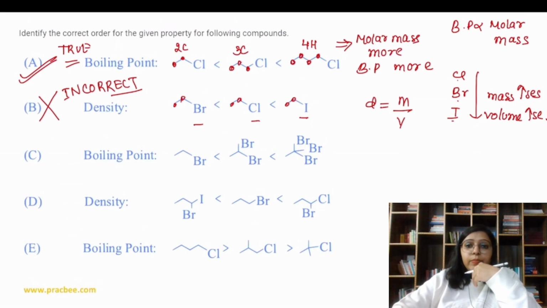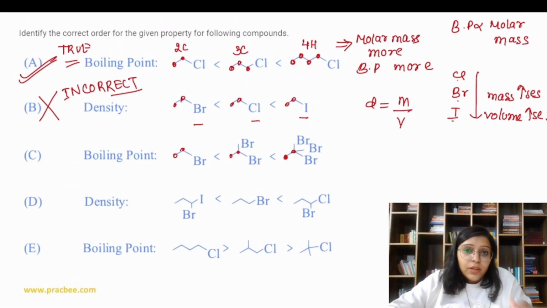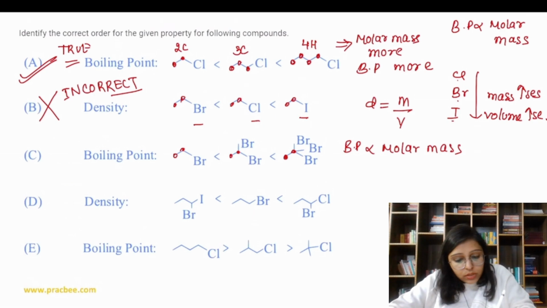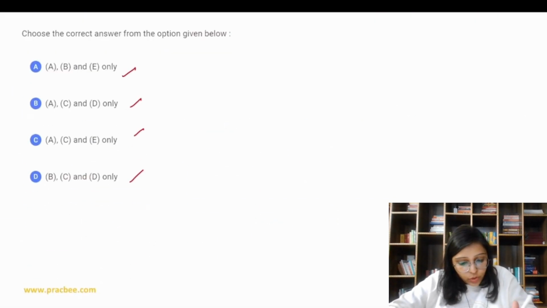Now, next, boiling point. If we want to check for the boiling point, so here 1 2 carbon, 1 2 carbon, and here we can say 1 2 carbon, right? 1 2 carbon. So the point is that boiling point, we know that boiling point is directly proportional to molar mass. So obviously in C1 molar mass is more. So this is going to be the correct one, right? This is going to be the correct one. So we have A and C correct.